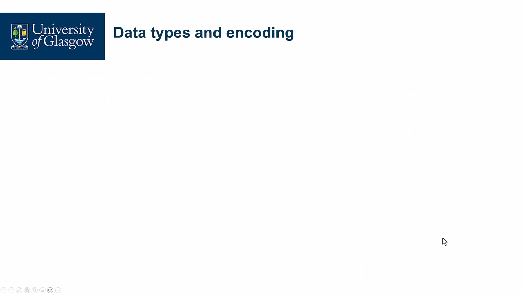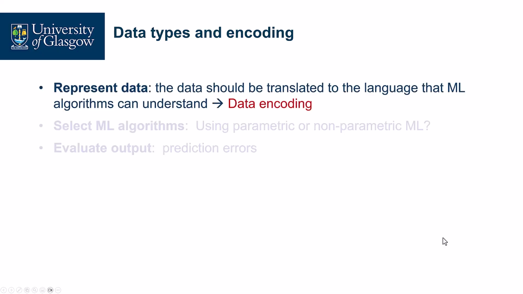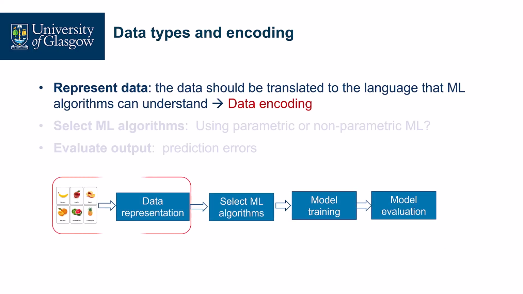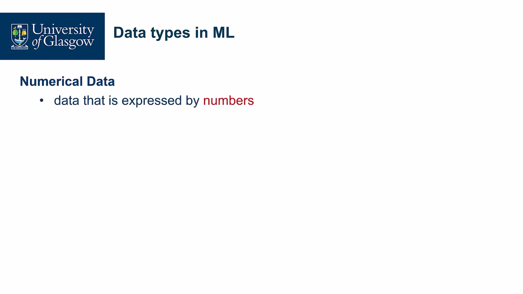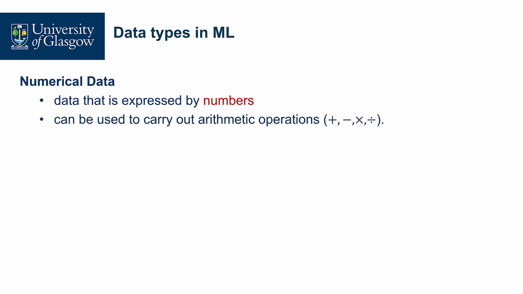So in this section, we talk about the first step, represent the data. We can see it in the flow here. How to represent the data to let the machine learning algorithm understand it? Before talking about that, we first need to understand the different types of data in machine learning. The first kind, widely used, is numerical data. Numerical data can be represented by numbers, and you can add, subtract, multiply, or divide. Such data can carry out arithmetic operations.